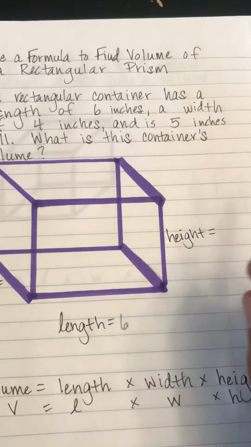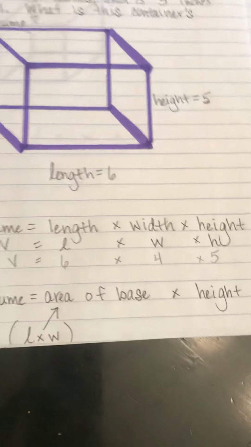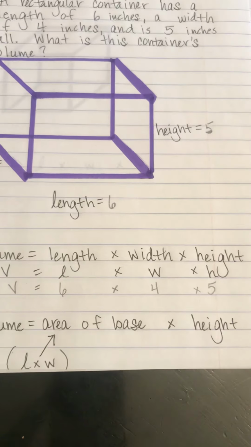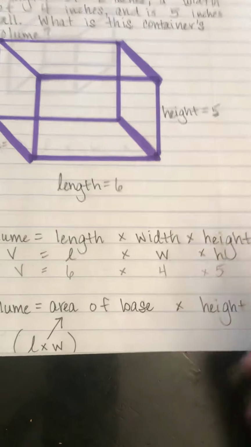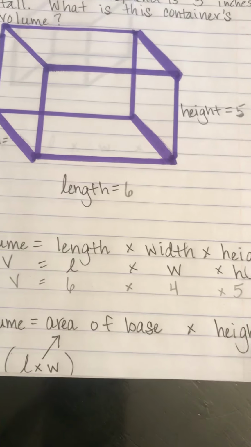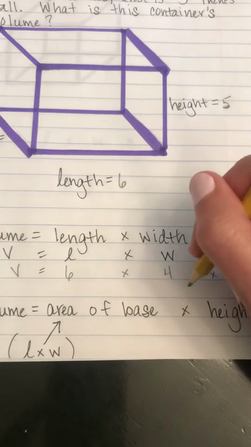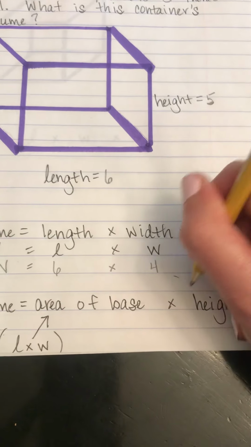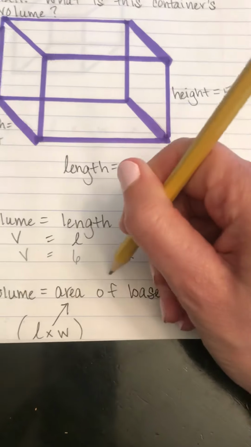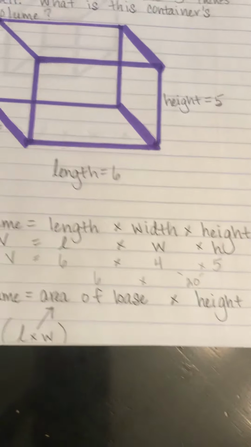So let's plug in what we know. We know our length is 6, our width is 4, and our height is 5. I did not leave myself a lot of space here, but you can multiply these in any order. I think the easiest way would be to multiply the 4 times the 5, because that's going to give me 20. And then I can multiply 20 times 6 in my head. So 4 times 5 is 20, and then we bring down our 6. Now we have 6 times 20.